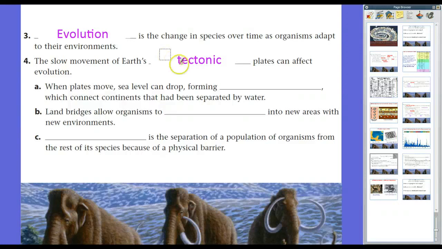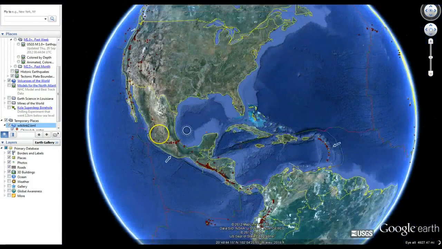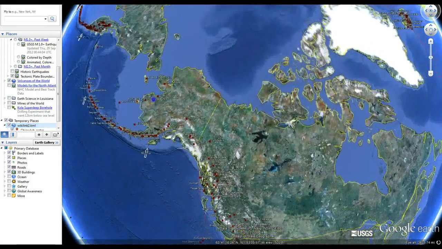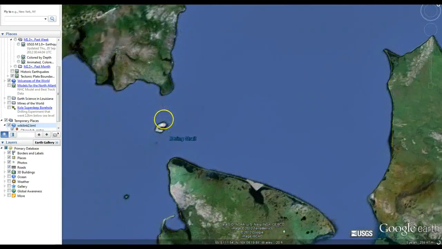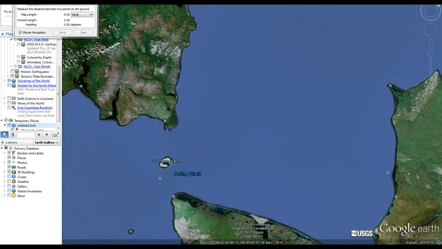For example, when tectonic plates move, sea levels can drop, forming land bridges, which connect continents that have been separated by water. And the most famous land bridge we're talking about, if we zoom out of Earth and look right here, is what we call the Bering Land Bridge. The Bering Strait connects Russia and Alaska, and this is really, really close. From here to here is only 81 kilometers or 50 miles. So Russia and Alaska are only separated by about 50 miles.